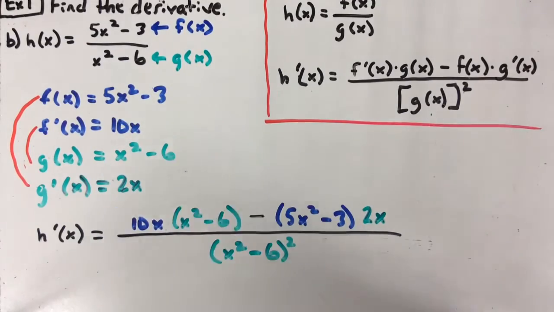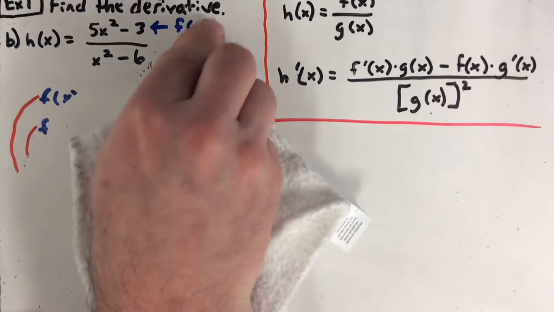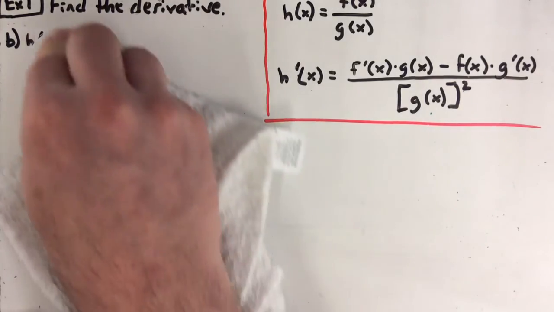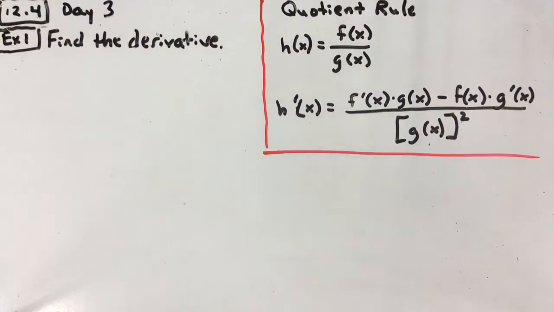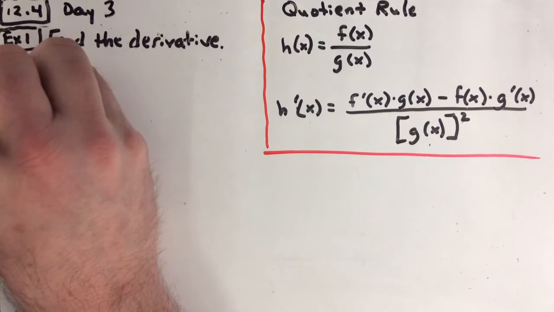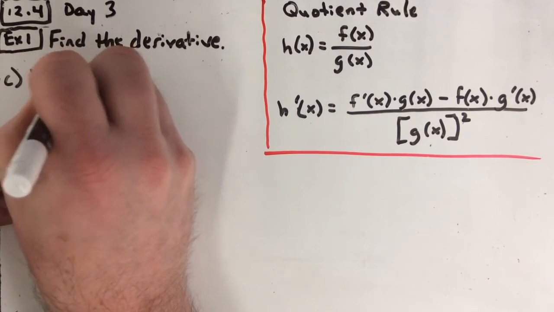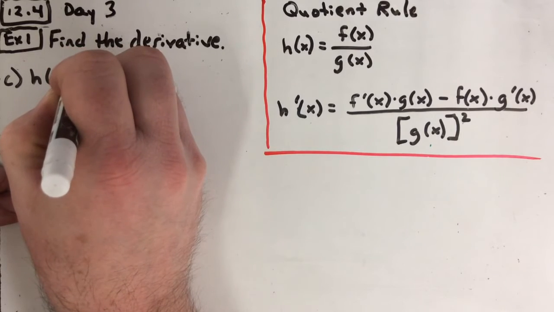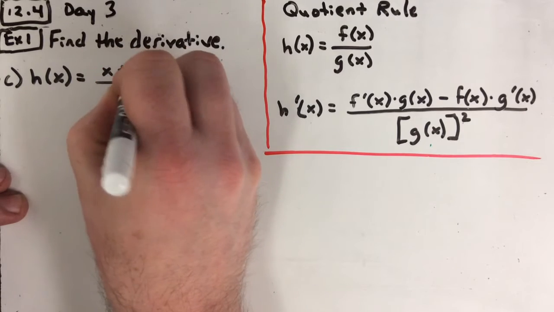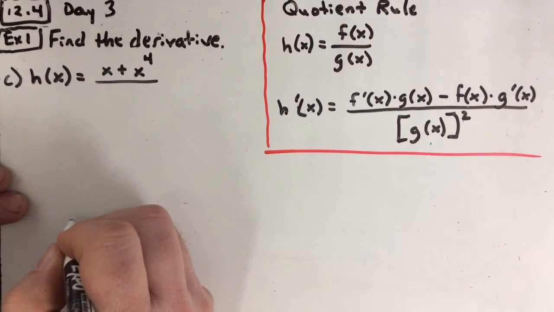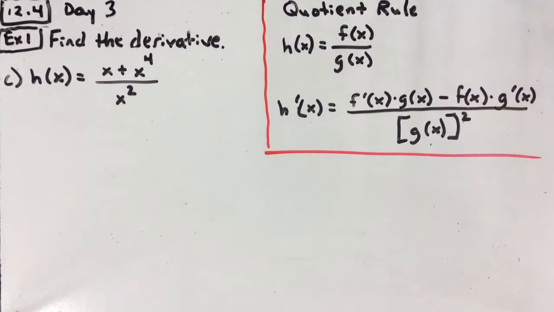That's our formula. I'm going to do one more of those quickly, and then we will be done with section 12.4. So here is letter C, one more of those. So for letter C, I have h of x that is equal to x plus x to the fourth up on the top, and an x squared down on the bottom.